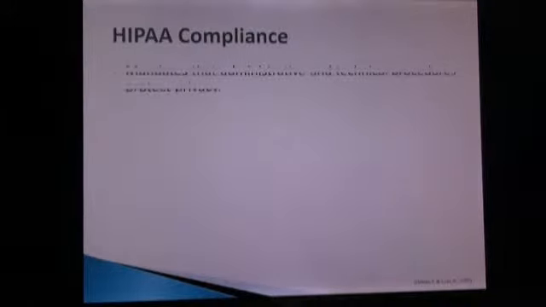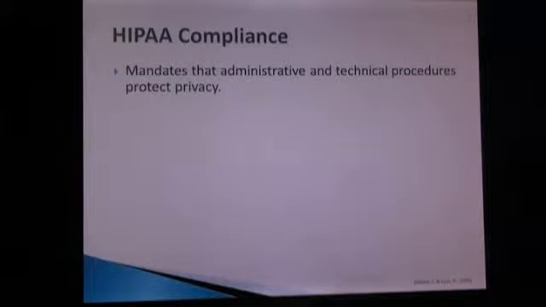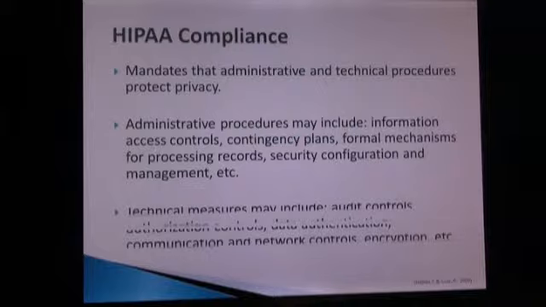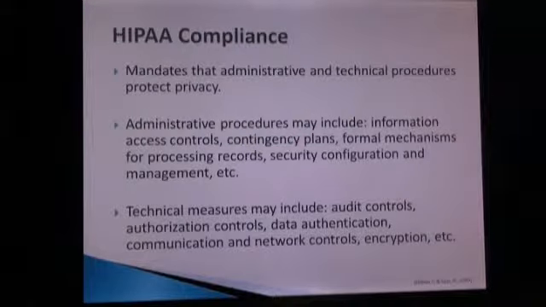HIPAA compliance mandates that administrative and technical procedures protect privacy. Administrative procedures may include information access controls, contingency plans, formal mechanisms for processing records, security configuration, and management, etc. Technical measures may include audit controls, authorization controls, data authentication, communication and network controls, and encryption, etc.